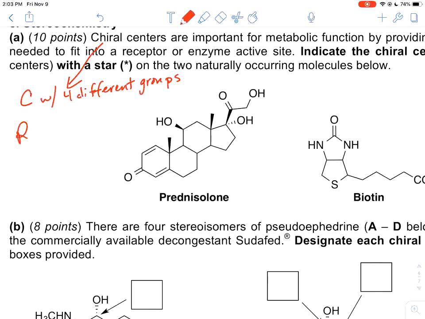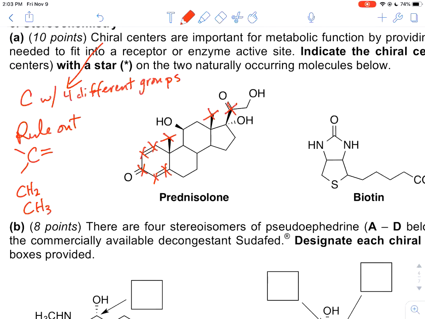So we can rule out any carbons that are involved in double bonds because we know that they're not going to have 4 different groups. We can rule out any CH2 groups and any CH3 groups. I'm going to add some notations and then remove them. Be careful, I saw some X's that were confused with stars. So those are the double bonds that can't be chiral centers.